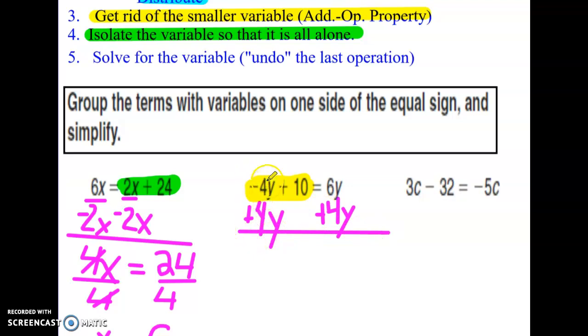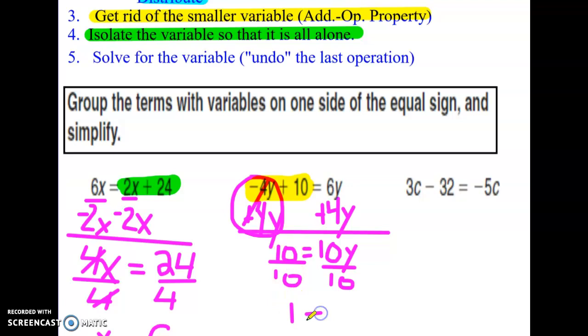So negative 4y and 4y, those are opposite values, so it's 0. So all I've left on the left side is a 10, and on the right side I have 10y. So 10 is the same as 10y. To undo multiplying by 10, I'm going to divide both sides by 10. 10 divided by 10 is 1, and 10y divided by 10 is also going to give me a 1y.